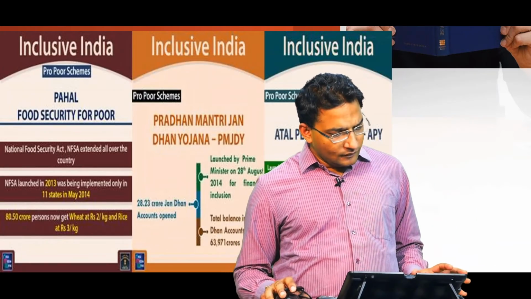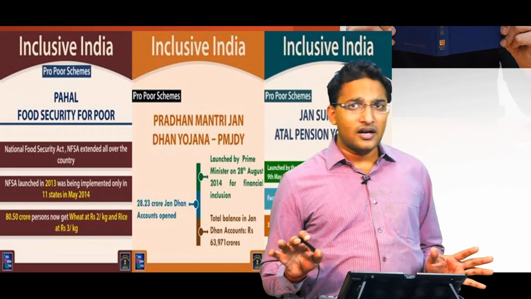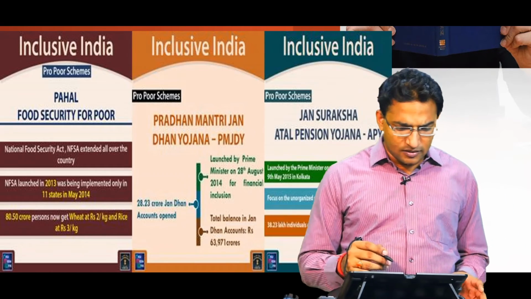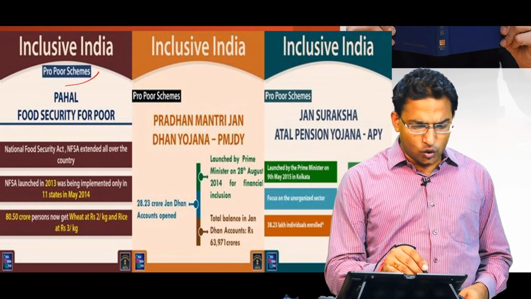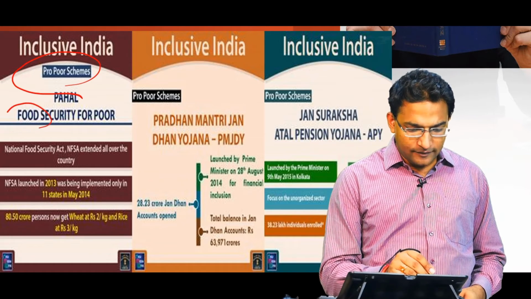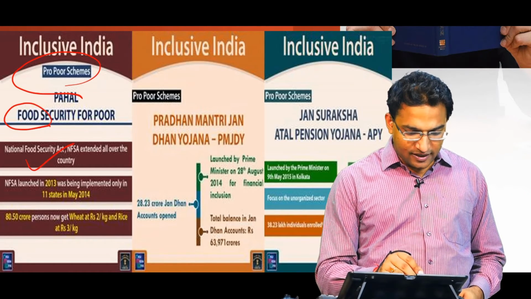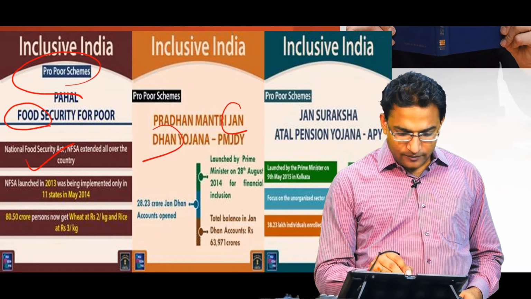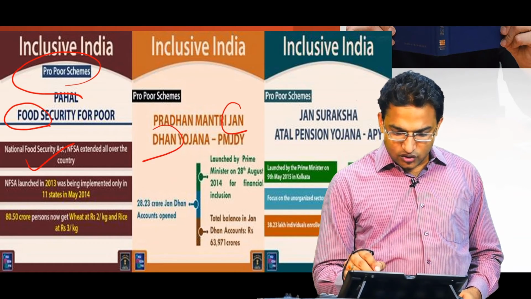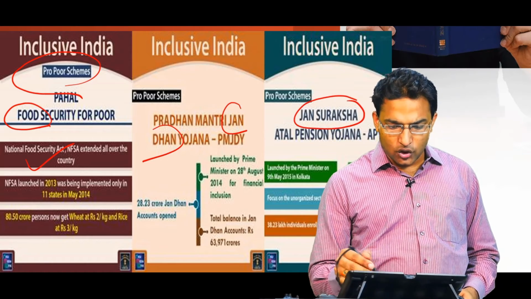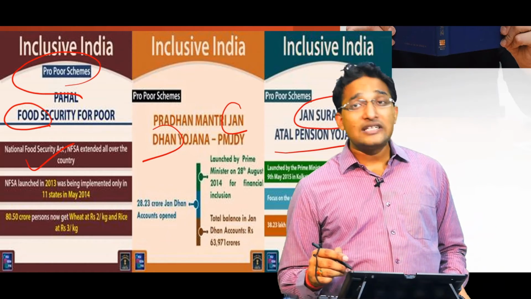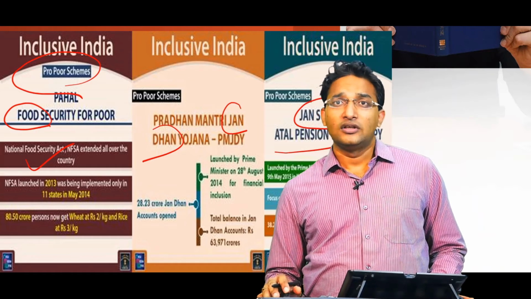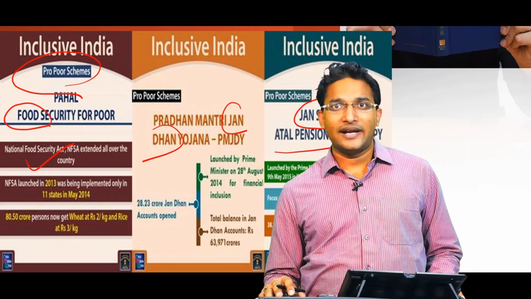Then if we see more dimensions, the current government is having various pro-poor schemes, like in the food security, we have the National Food Security Act. Then for the financial inclusion, the Jan Dhan Yojana. Then for the Jan Suraksha, or for the social security, we have Atal Pension Yojana. So these are the very, very important initiatives: the food security, the financial inclusion and the social security.